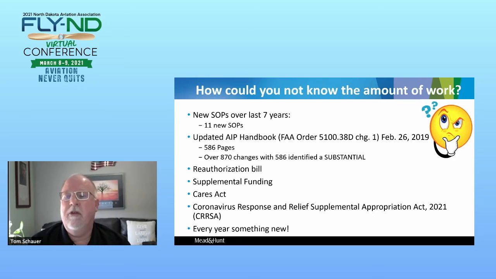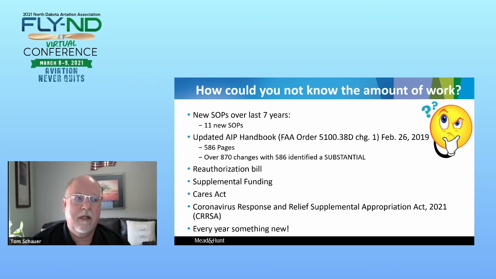The FAA has been extremely busy over the last 10 years. And as I said earlier, their rules are changing. And it's not necessarily something they're doing. It's the fact that the whole system is changing, whether it's congressional policy changing, whether it's statutes changing. But over the last 7 years, the FAA has come out with 11 new standard operating procedures designed to streamline the process and make it more consistent across the country. But that's 11 new procedures.